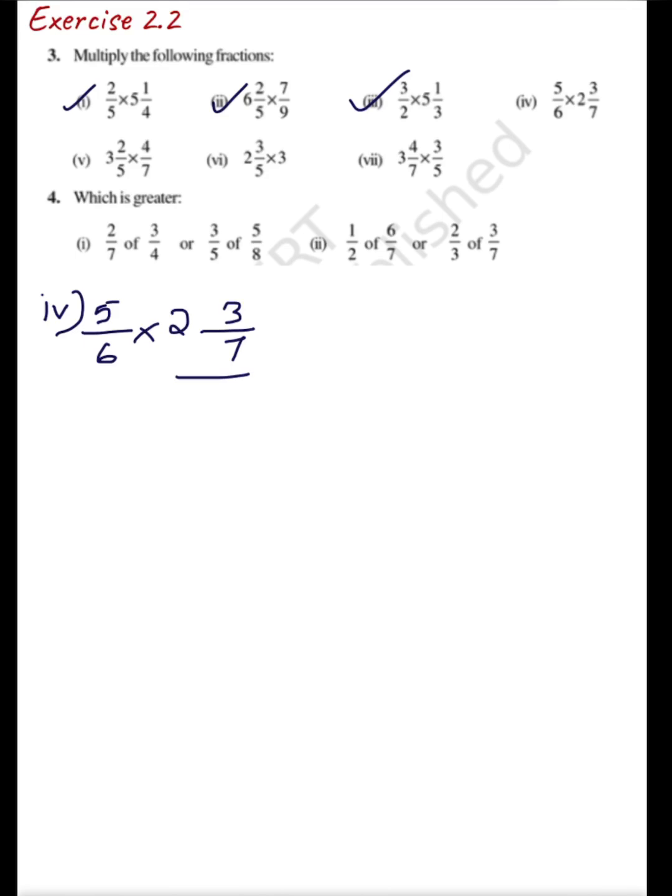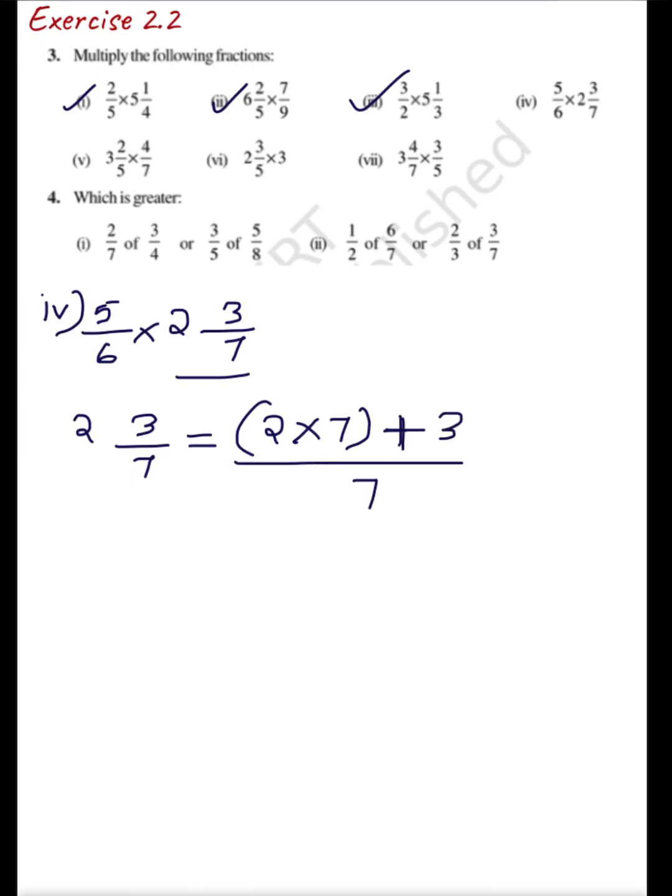So here also you can see 2 3 by 7 is a mixed fraction. So you have to convert it into an improper fraction. So cross multiplying 2 into 7, plus what? Numerator 3, divided by denominator 7. Now, what is 2 into 7? 2 into 7 is 14. 14 plus 3 is 17. So you will get it as 17 by 7.